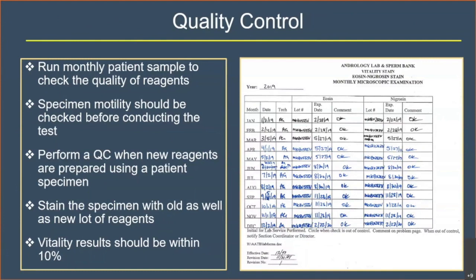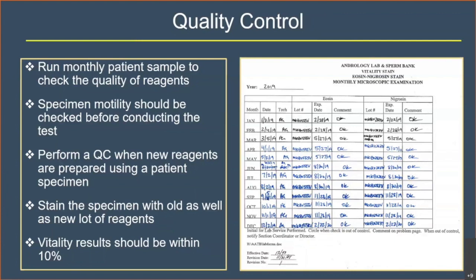The motility is checked before checking the reagents, and this is conducted by using a new lot of the reagents and comparing with the existing lot to make sure that the new lot is functioning correctly. The vitality with the two lots should not show a difference of more than 10%.